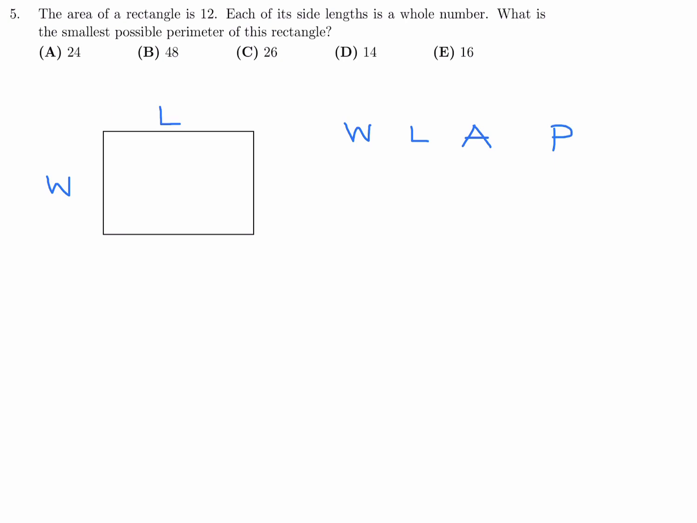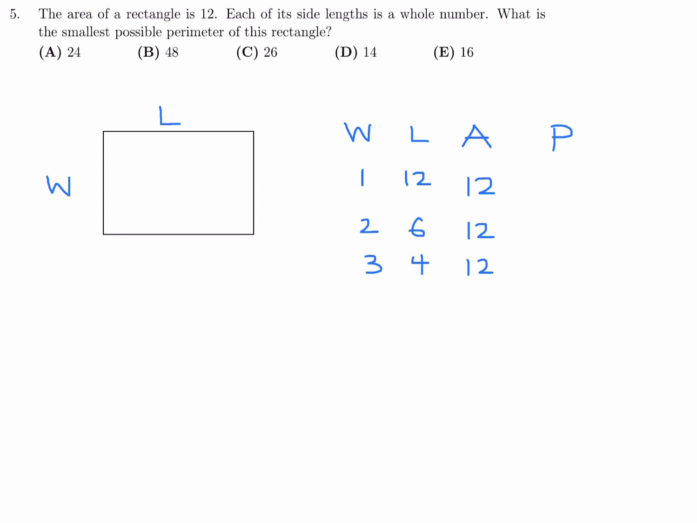Now they tell us that the area is 12, so we have to figure out whole number values of W and L. We can have 1 and 12, we can have 2 and 6, or we can have 3 and 4. Now if we have 4 and 3, it's the same thing, and generally speaking, width is less than the length, right? So that's why these are the only possible scenarios for length and width that are whole numbers. All right, let's figure out the perimeter.